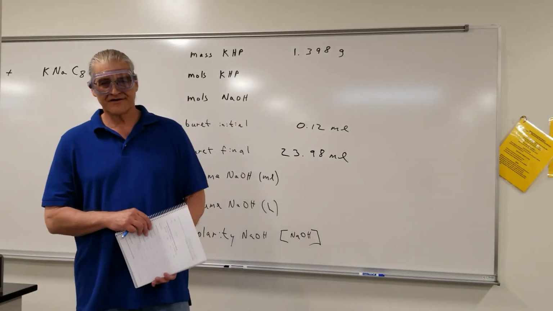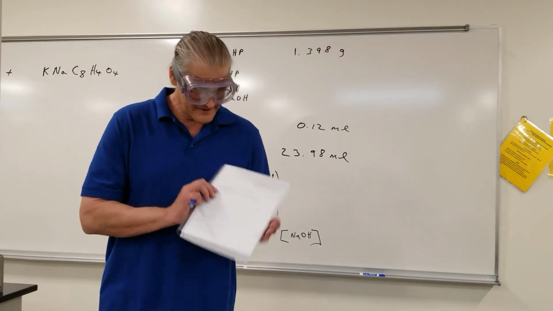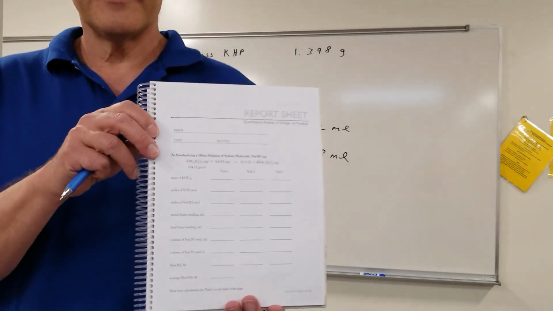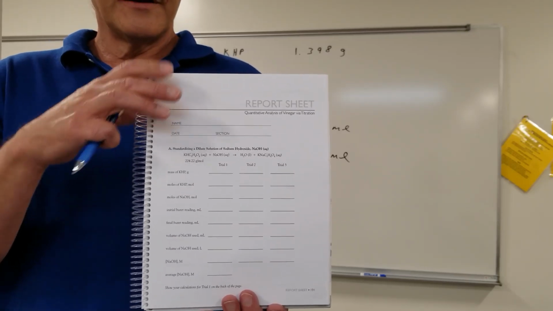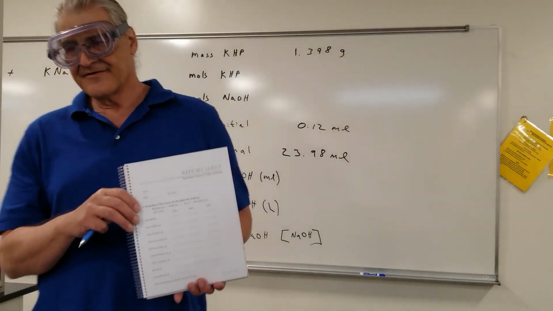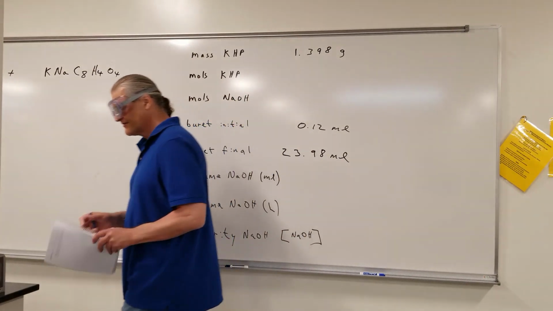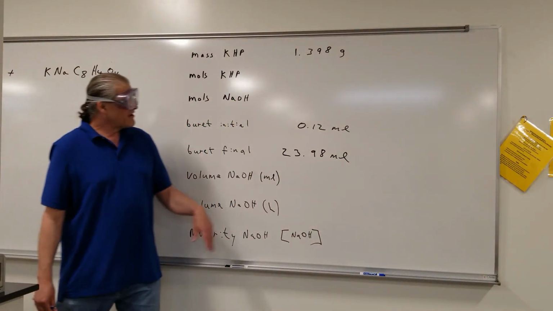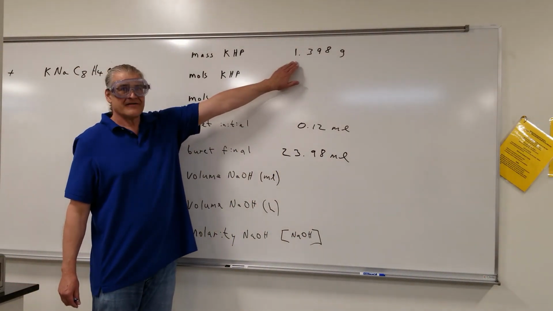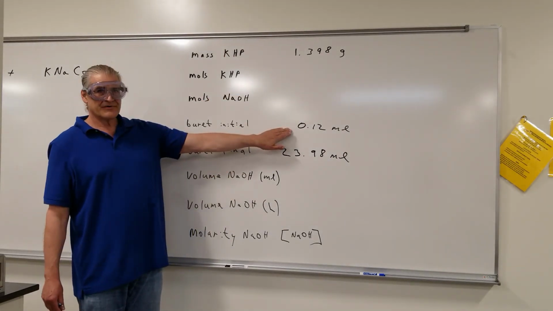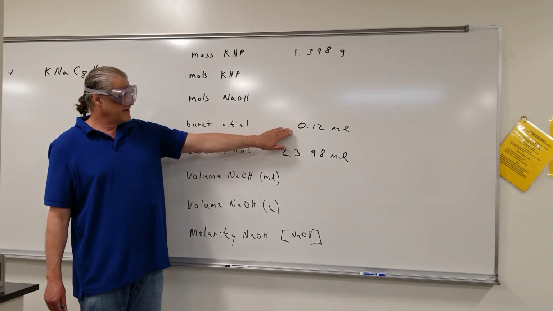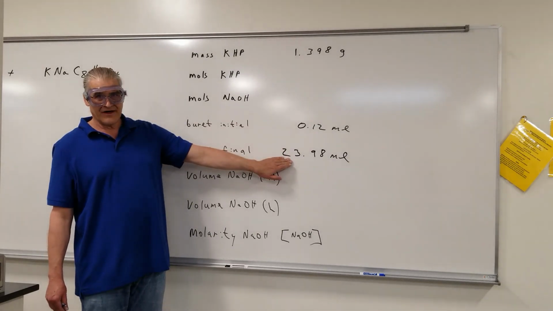Back to our titration experiment. Now, once you have the data, it'll go on your report sheet like this. Again, we'll give you the data on a PDF. You'll just have to do the calculations. That report sheet's going to have 3 pieces of data: the mass of the KHP, the initial reading on the burette, and the final reading on the burette.